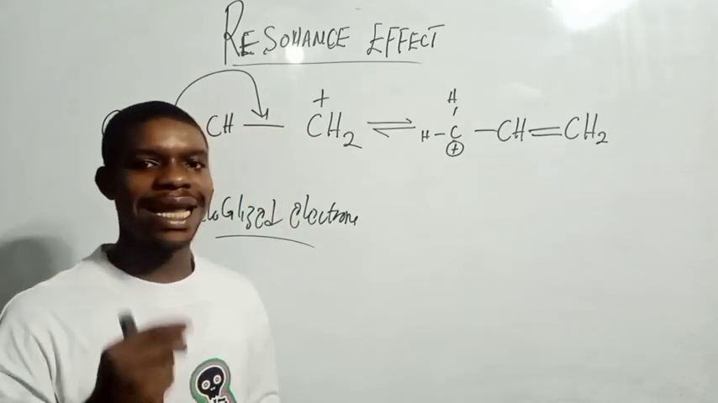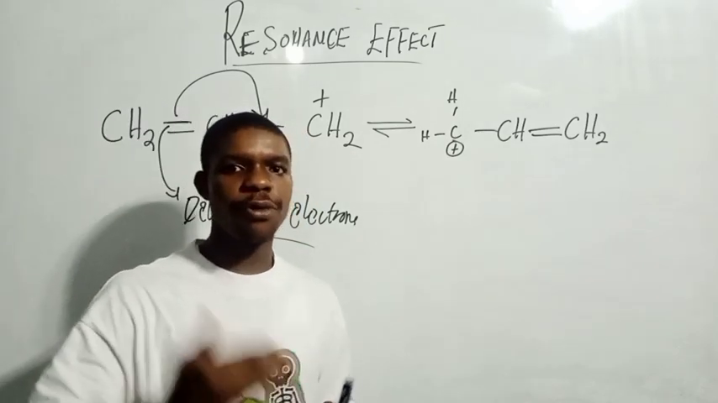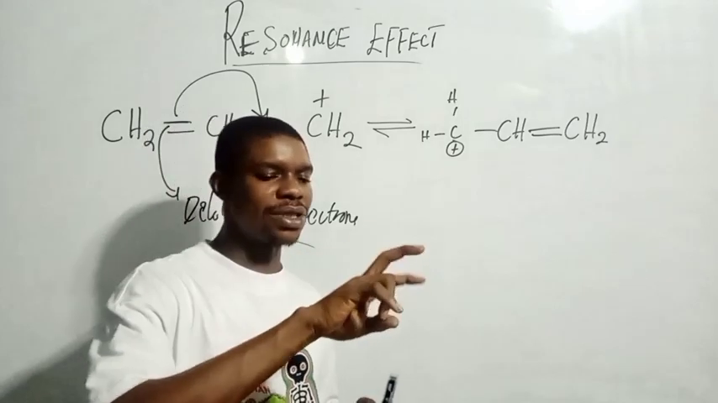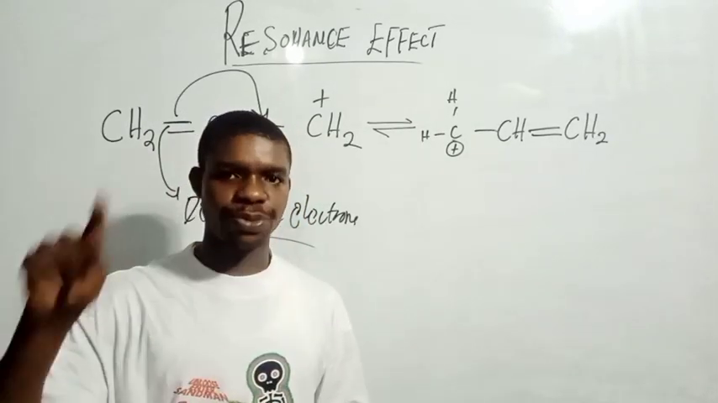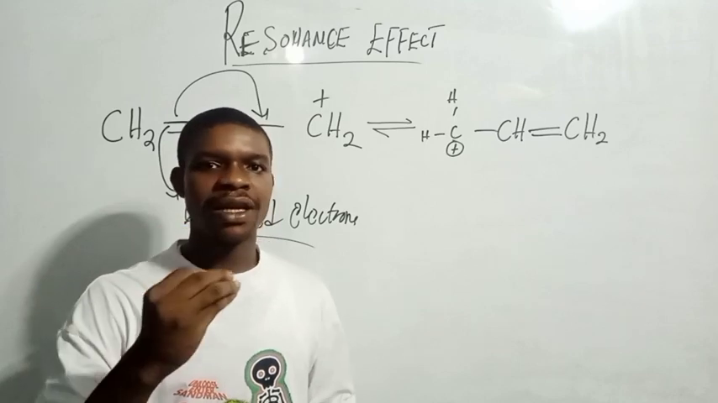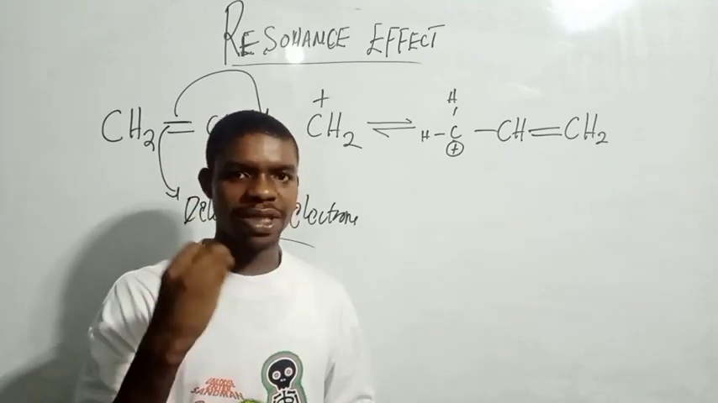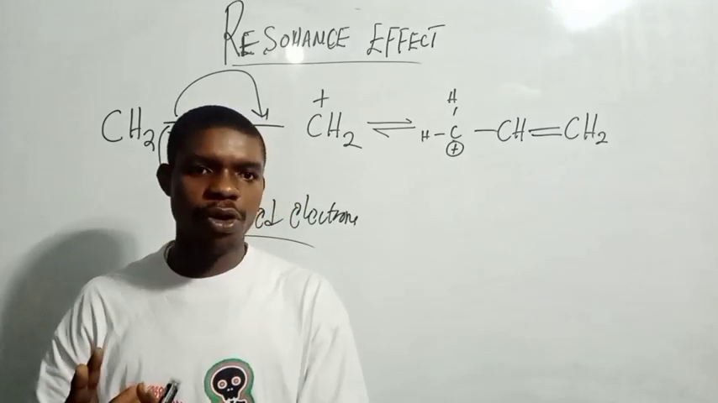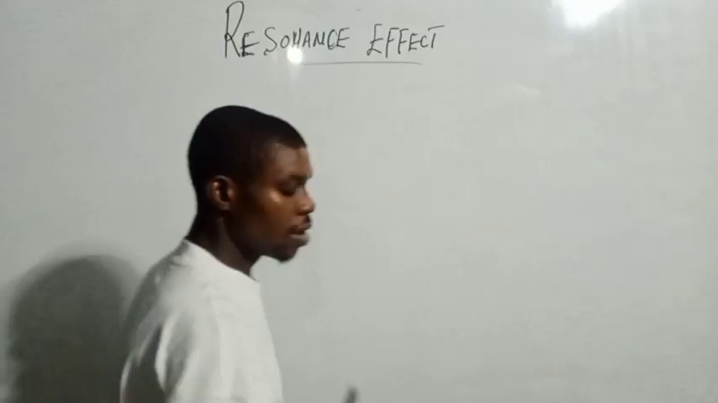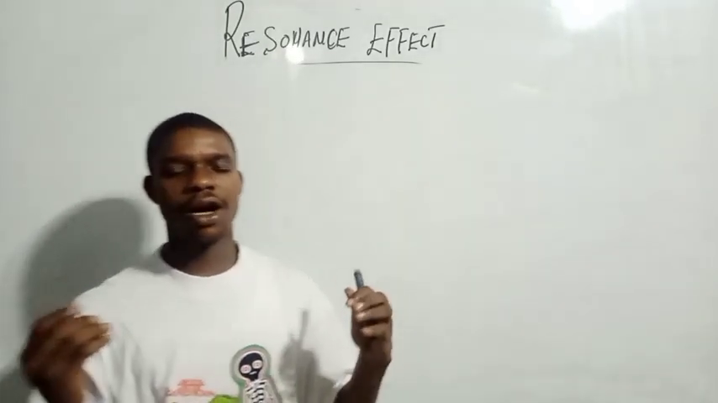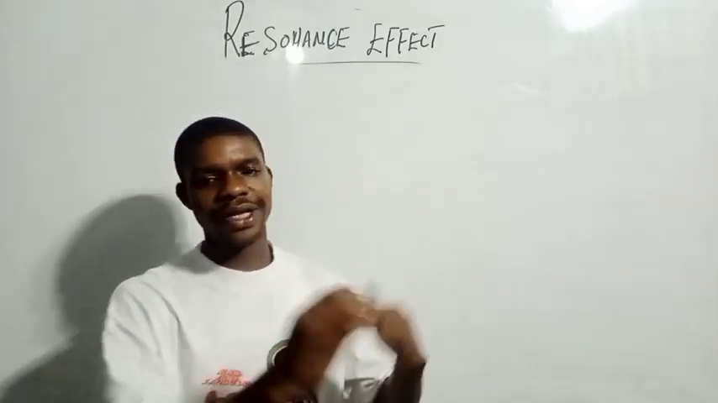While delocalized electrons are electrons that you can move to form a resonance structure. These are electrons that can be distributed around the molecule. It is what makes the molecule more stable. I'm going to explain more on that as we move on. So now that you have understood localized and delocalized electron, you know what resonance structure is a little bit.